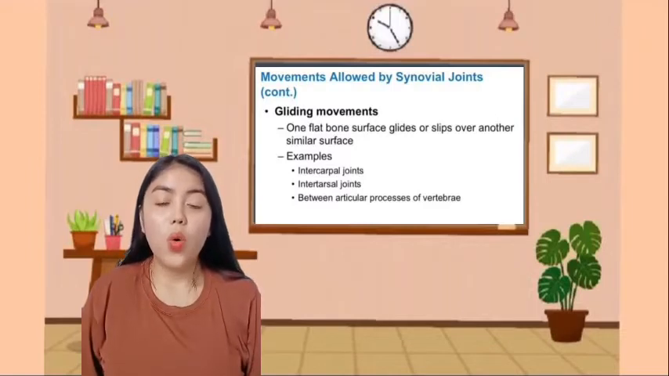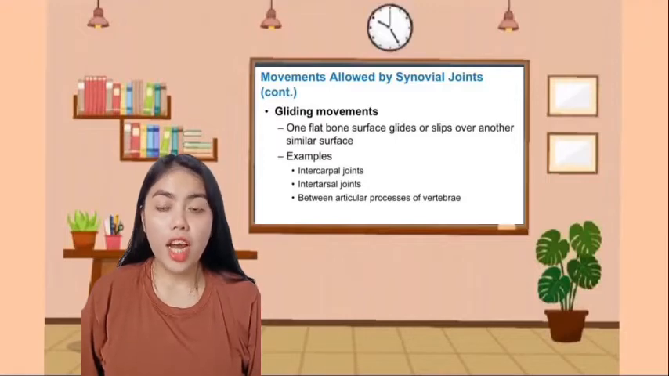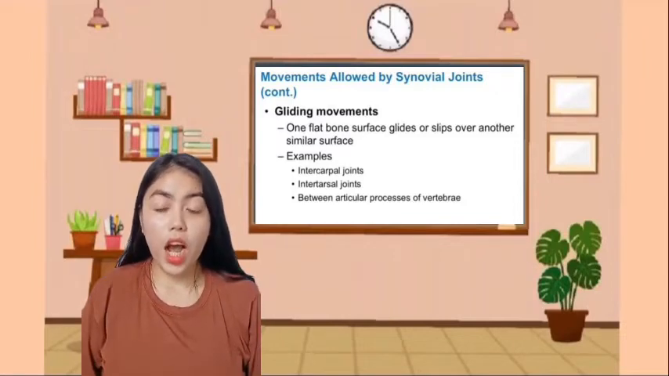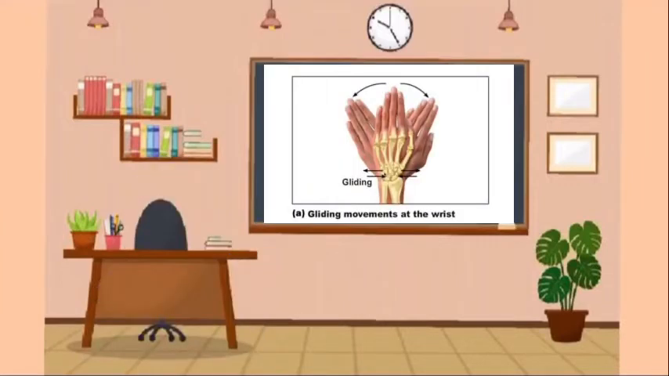Gliding movements. One flat bone surface glides or slips over another similar surface. Examples: intercarpal joints, intertarsal joints, and between articular processes of vertebrae. We find this with gliding movements, and if you move your wrist side to side as if to say hello, you know these bones can just slip across each other, and that allows for a little degree of movement between those bones.